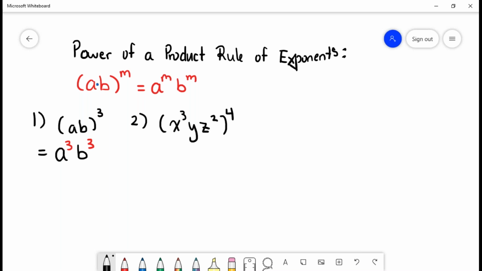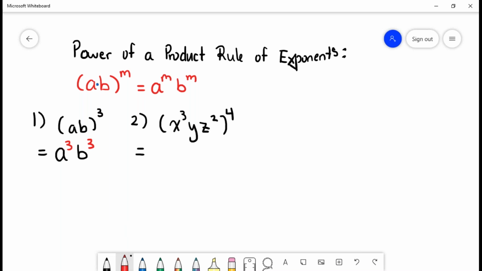So now we're just going to go ahead and apply the exact same things. As you can see, instead of two separate values here, there are three separate values: x to the power of 3, y, and z to the power of 2. And it's all raised to a central power of 4. So we're just going to go ahead and solve that.